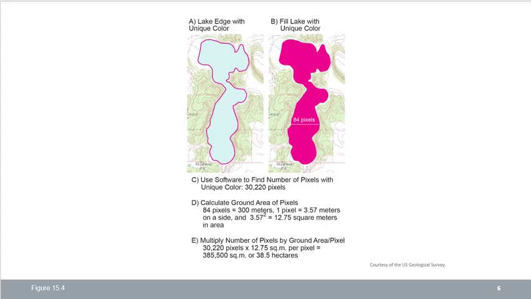If we knew that 84 pixels had a ground area of 300 meters, we could cross multiply to show that 1 pixel equals 3.57 meters on one side, or 3.57 meters squared, which is 12.75. This type of measurement is known as unit area volume of the ground area per dot. You'll see how this method is easier than the grid count method, but it still requires a good bit of math conversions.